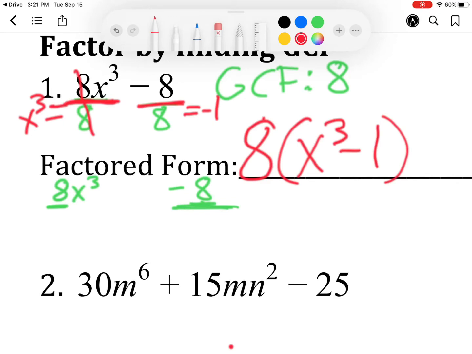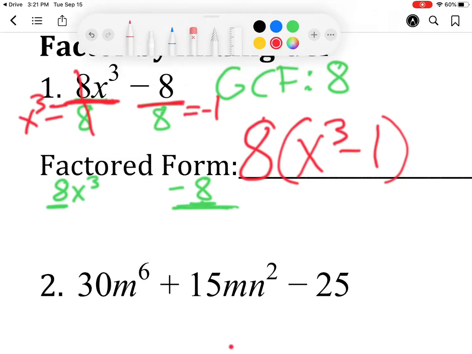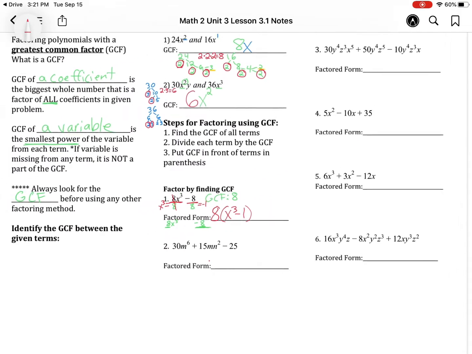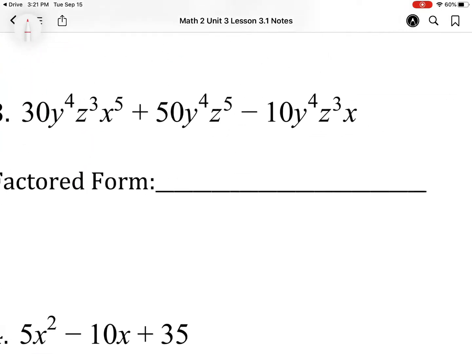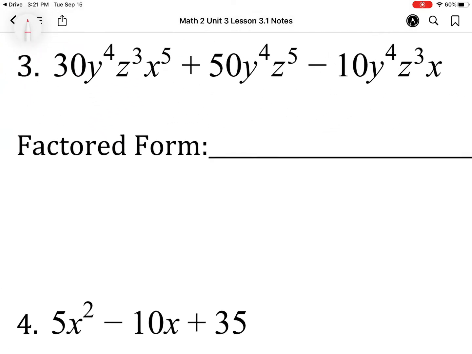So I want to make sure that we hit the main ones just in case you come back and use this as a review. So I want to jump to number 3. And yes, for my honor students, it may be a different number. Just look for the 30y to the 4th, z to the 3rd, x to the 5th as the first term. So number-wise, we have 30, 50, and -10.